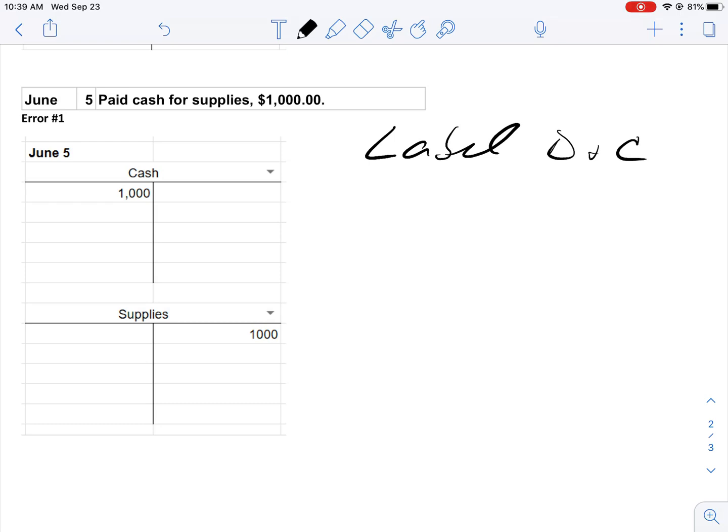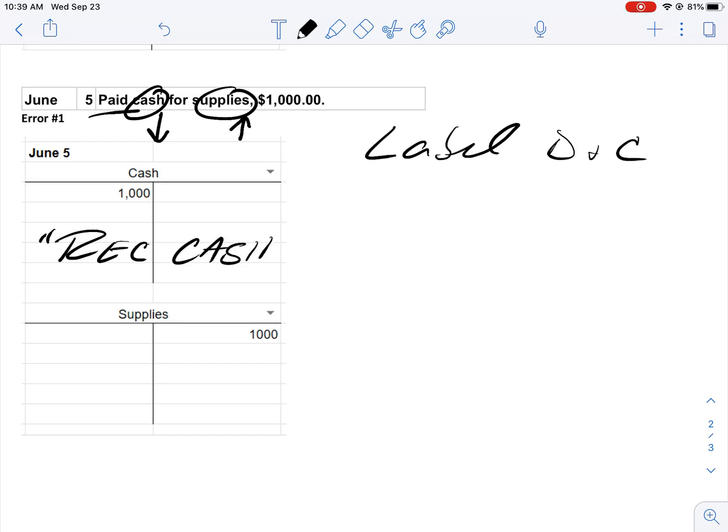We're there. Next, paid cash for supplies. I'm going to circle, right? It's paid cash. Cash is going down. Supplies is going to be going up. If I read this back to you, this is saying that we received cash, which is not the case in this transaction. And this is basically saying, loosely translated, we returned supplies. Neither one of those are in that transaction that we listed up above.